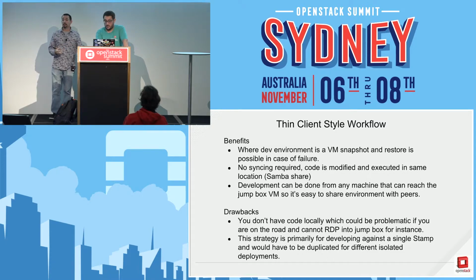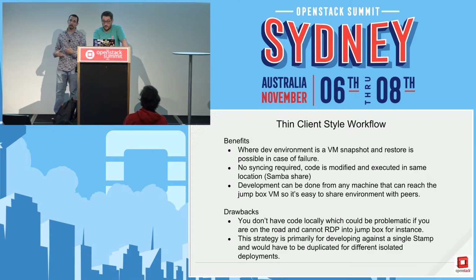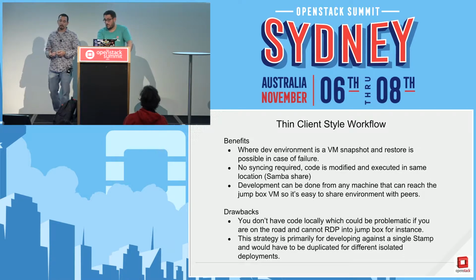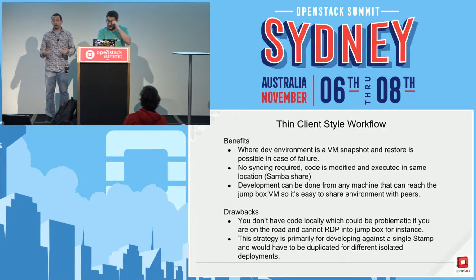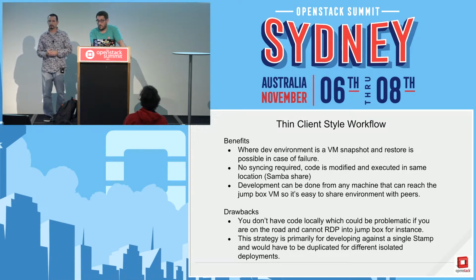Development can be done from any machine that can reach that jump box. So if, say, I needed to work on something in his environment, all I need is RDP credentials and I could get there. Drawbacks, you don't have the code locally, so if you wanted to push to other environments similar to how I work, it would be a little more difficult because you'd have to set up a similar environment in each case. Next slide.